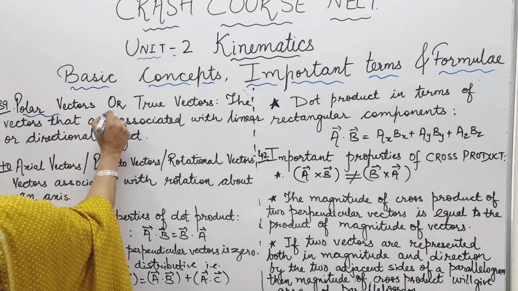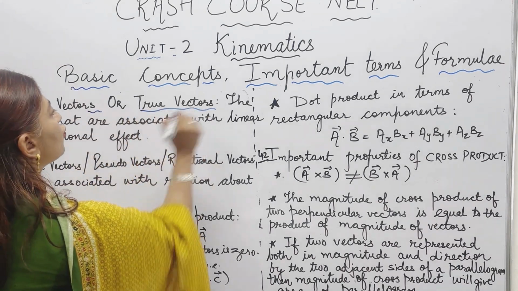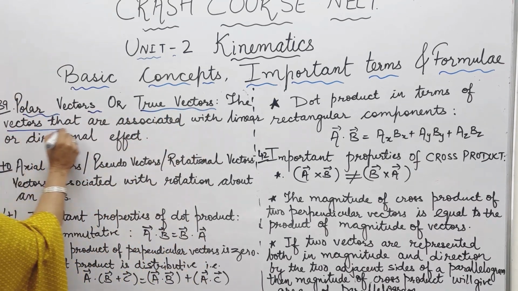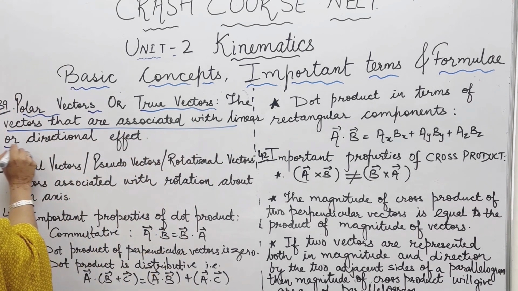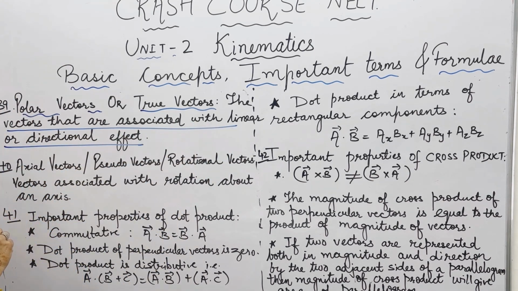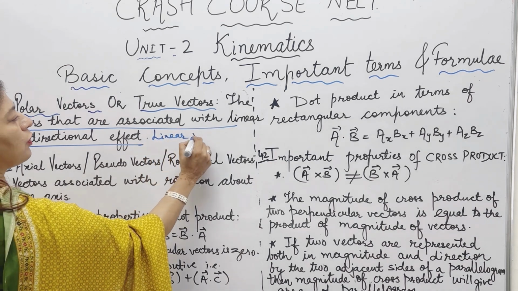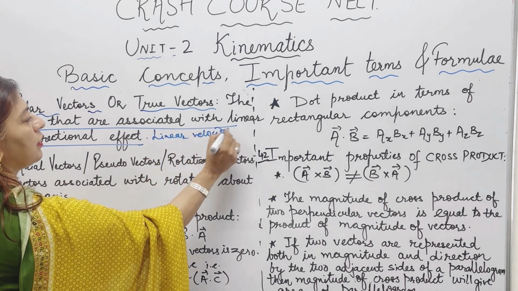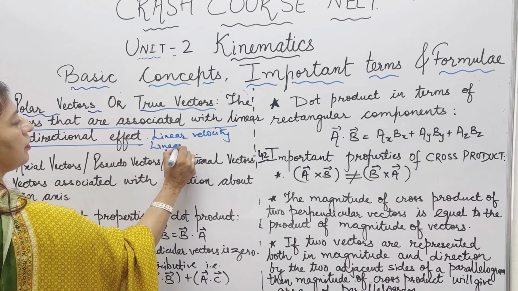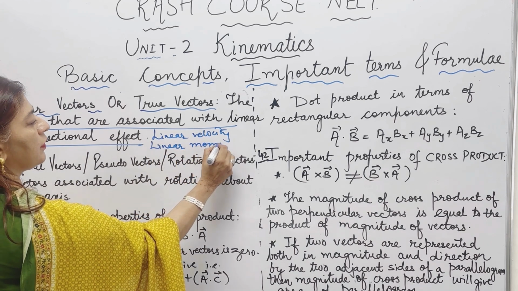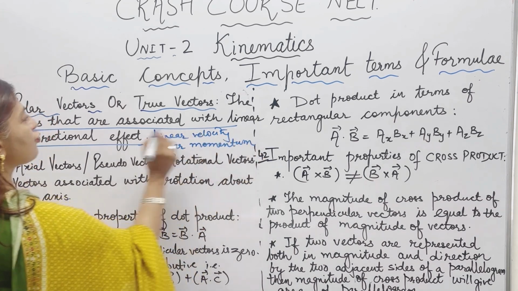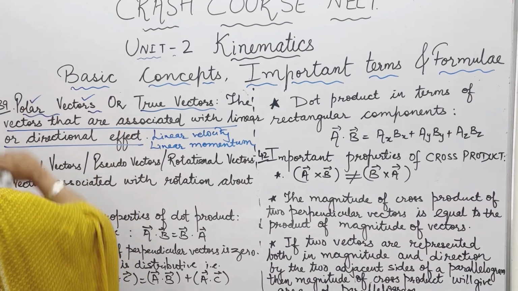Polar vectors, or another name is true vectors. These vectors are associated with the linear or the directional effect. For example, linear velocity, linear momentum. So these are the true or the polar vectors.